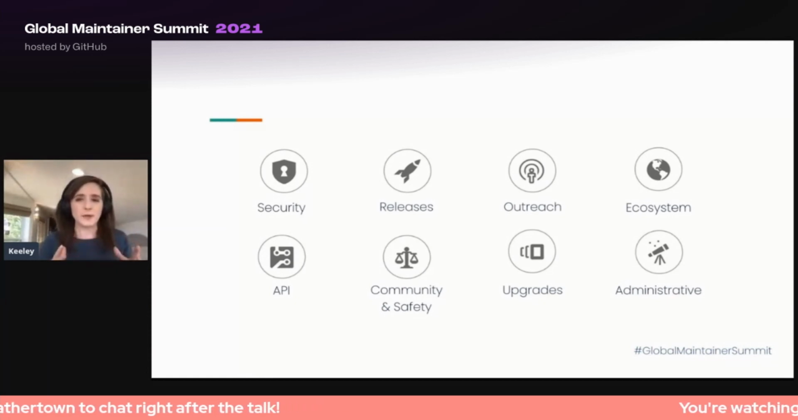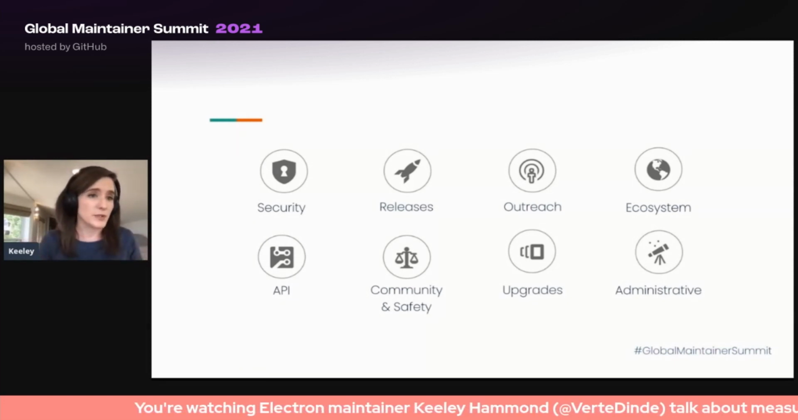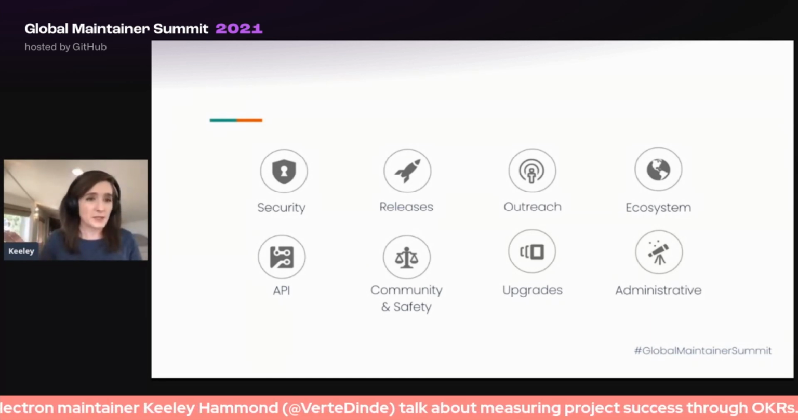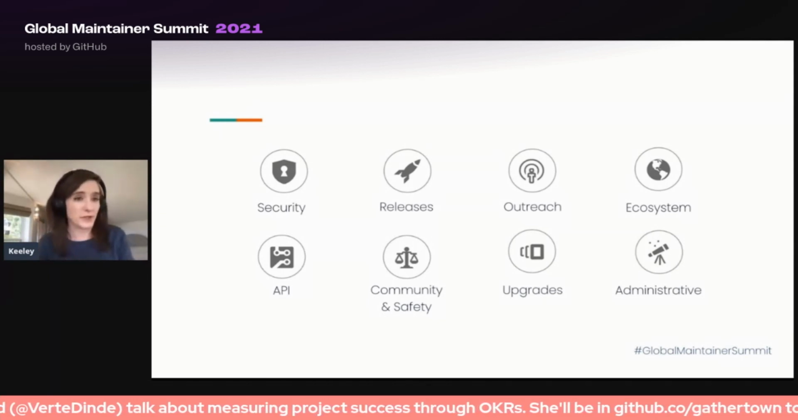And at the end of Summit, we need to set OKRs for each of these working groups, but we also allow for discussion of other topics. Say if we need to deprecate the remote module in Electron, which is a real thing that we did just go through, we may have a topic at Summit specifically for discussing that and how we can alleviate pain for any app developers down the road.